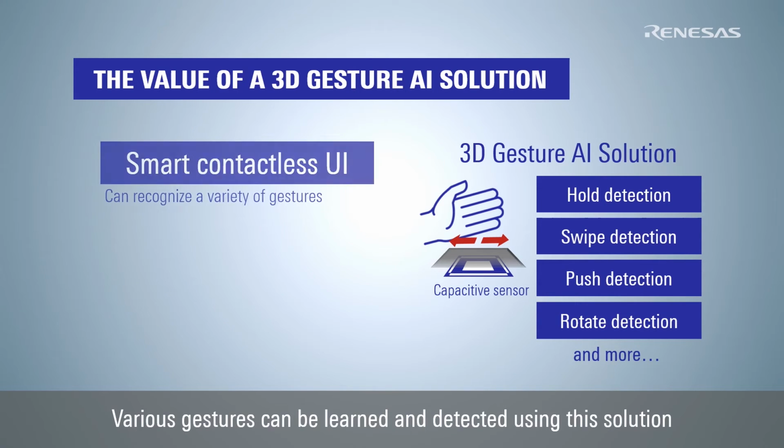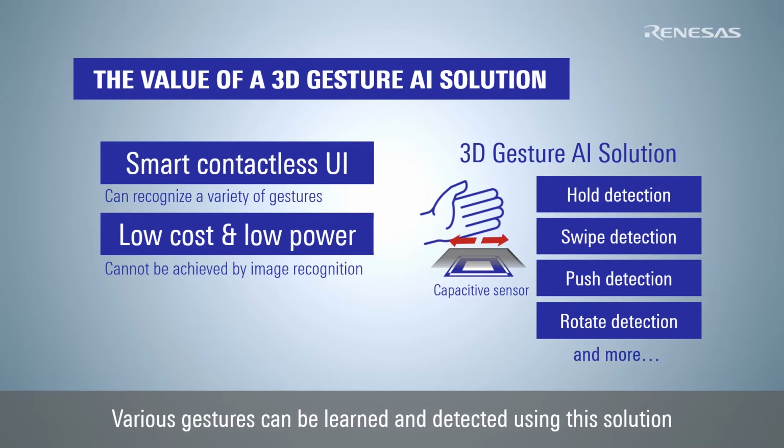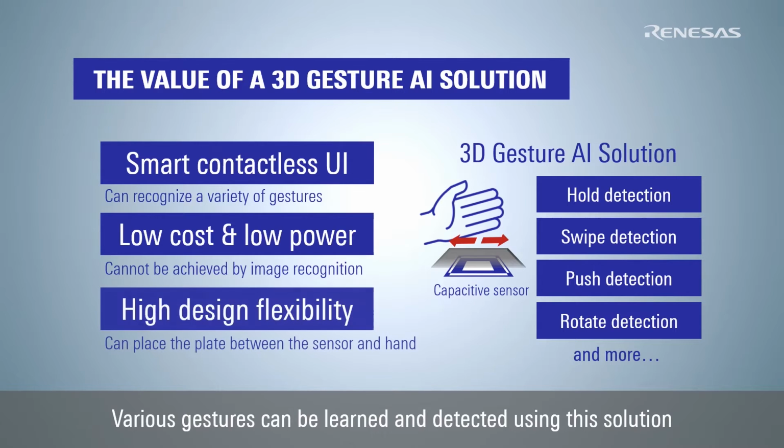It can recognize a wide variety of gestures, and thanks to the use of capacitive sensors, it costs less and requires lower power consumption. And it can realize high design flexibility because it is possible to recognize gestures even when there is a non-conductive barrier, such as paper or cloth. This will contribute to the realization of a smart society in the era of life with Corona.